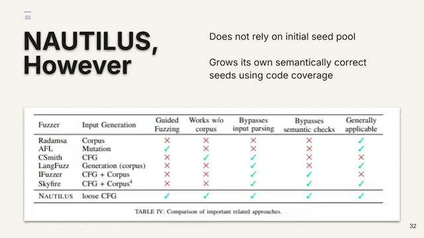Nautilus does not require an initial seed pool. It starts off with some based on whatever the grammar of the target program is. It grows its own semantically correct seed pool, guided by the code coverage and feedback that it gets with each run of a seed. This ensures that it's making progress towards covering the overall code and branches in the program. This helps identify bugs that normal traditional fuzzer methods miss.